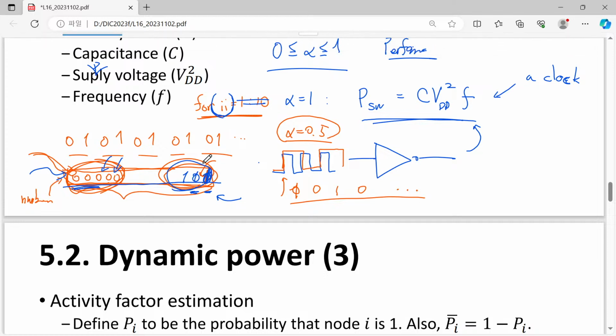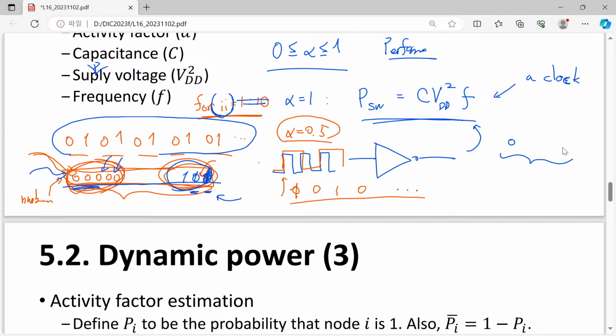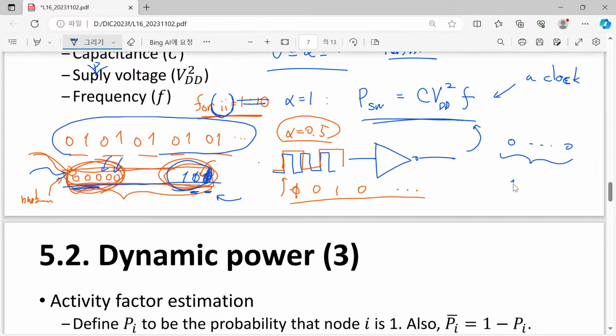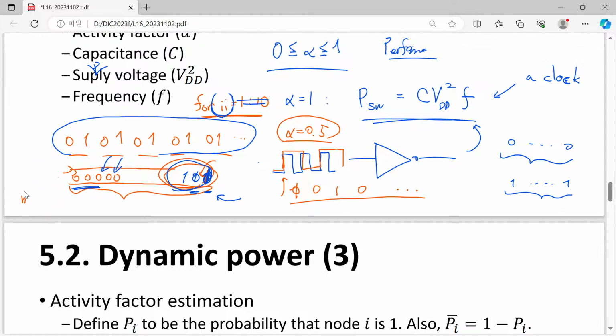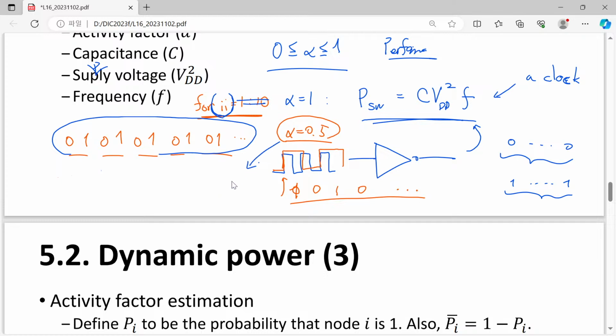The point is, our signal is not like this way, 0 1 0 1 0 1 0 1. That is not quite natural. Actually, the natural signal has certain long periods of zeros, and sometimes it can have long periods of 1. So what we can expect is, although alpha can be 0.5 for the most frequently changing signal, maybe alpha can be lower than that.